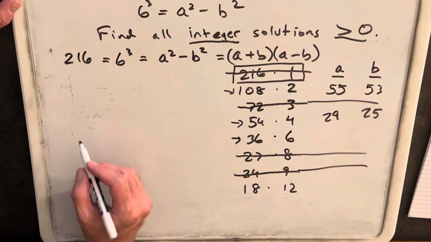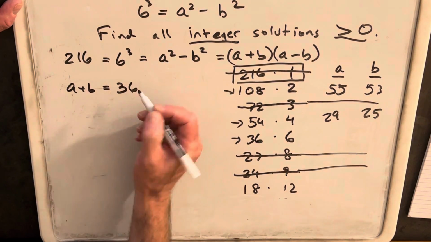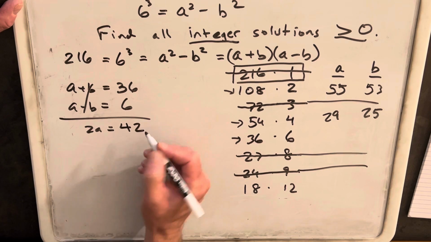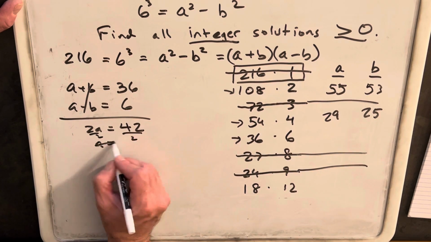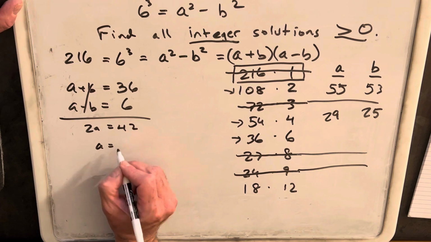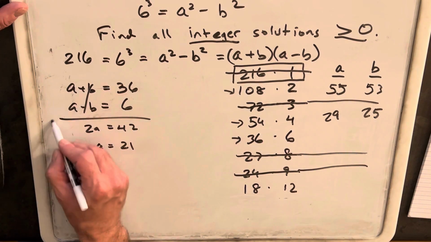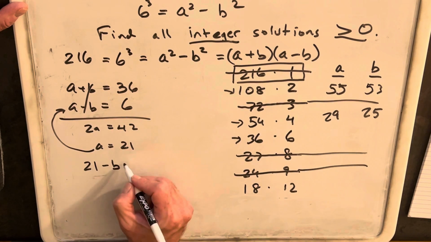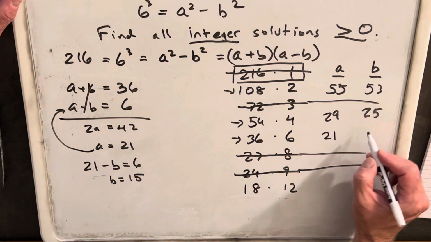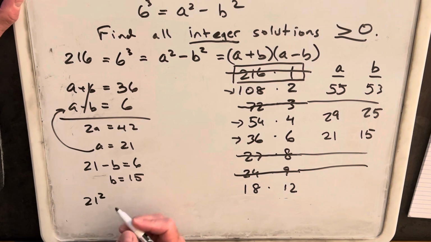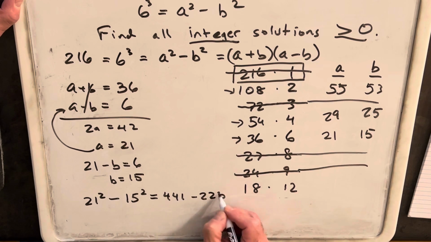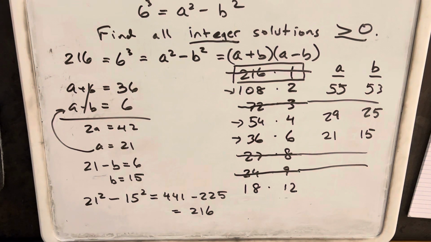Okay, let's look at this line and check this answer. So a plus b equals 36, a minus b equals 6. When we add these two together, we get 2a equals 42, so a is going to be 21 when we divide by 2 on both sides. Then we can plug this value back in here. 21 minus b equals 6, so that means b is going to be 15. So we have 21 and 15. A quick check, 21 squared is 441, 15 squared is 225, and so yes, the difference is 216.